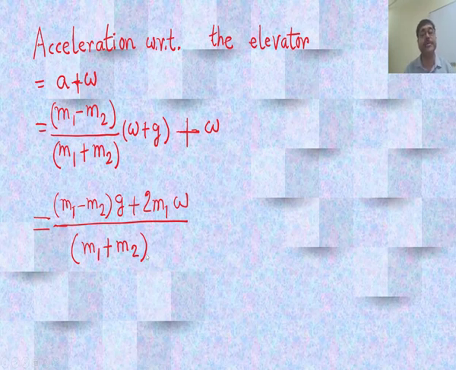Check one important thing. Suppose omega is 0, there is no acceleration. Then definitely the acceleration with respect to the elevator is the same as the actual acceleration of the mass m1. So this is a very important limiting case of the situation. Whenever you do a problem, you must check the limiting cases so that you can understand if there is any mistake or not. Okay, now let us start with our fourth problem.